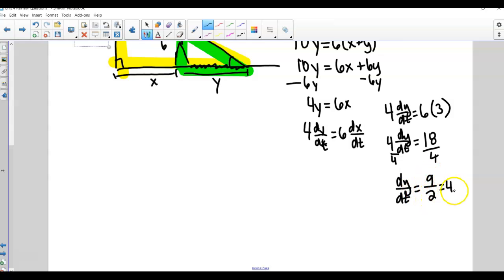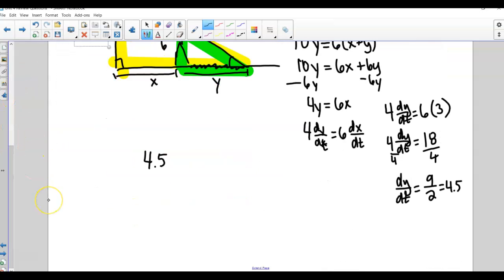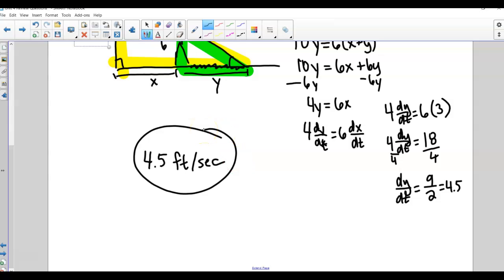Or if you want to just do 4.5, that would be fine. So we would say 4.5. That would be measured in, I believe it's feet. Let's make sure. Feet per second. Okay. Let's move on to the next one.